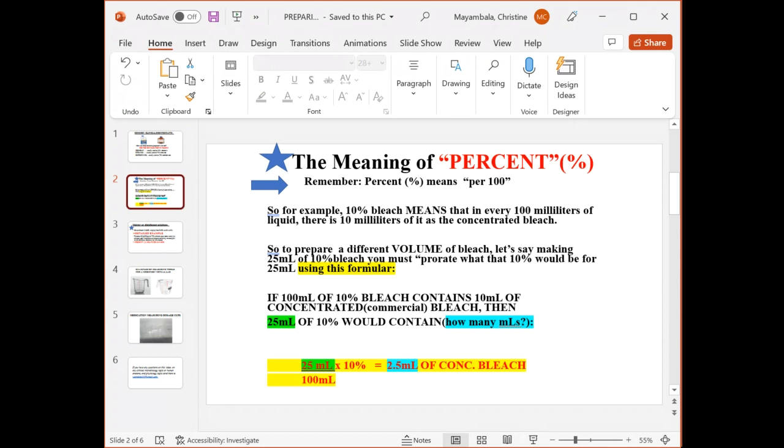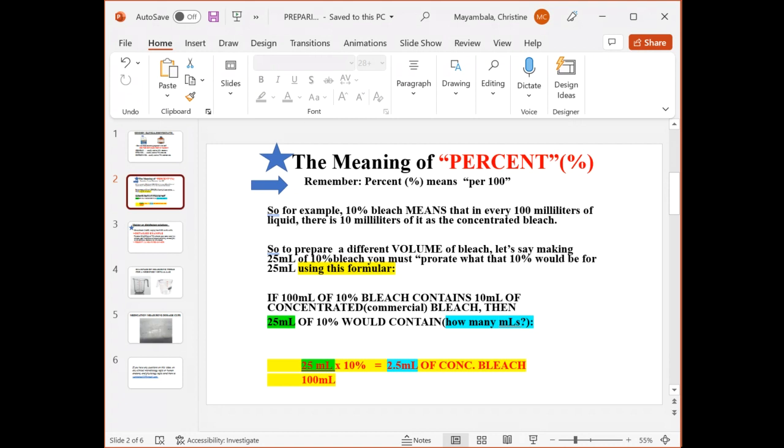What I have found in the past is that for many students, if I ask them to prepare a different volume of that 10% bleach, then you need to figure out how much bleach you're going to dilute down to the volume that I asked you to make. For example, if I ask you to make only 25 milliliters total of 10% bleach, you need to be able to tell me how you're going to put it together, how you're going to prepare that 25 mLs with a concentration of 10%. And the trick is you really need to prorate it.